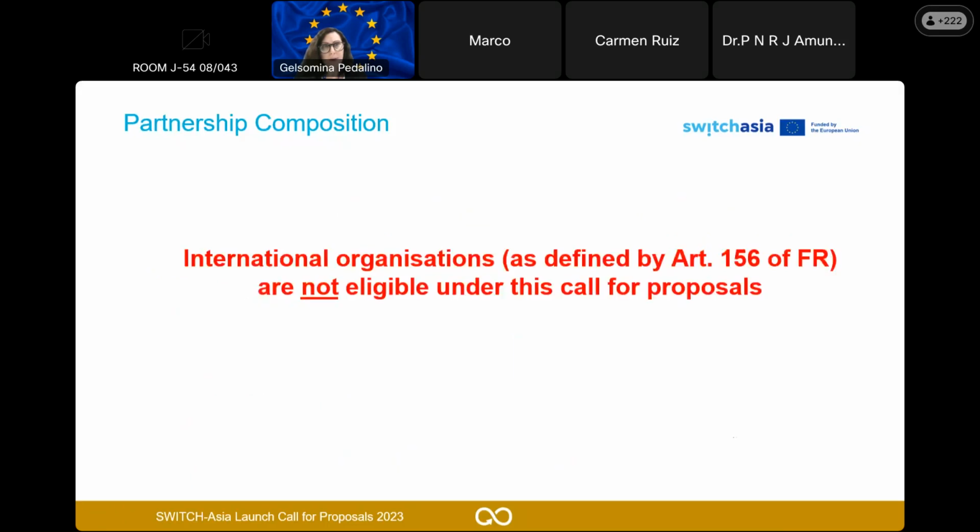Who can participate, of course, who can apply: a legal person, a non-profit organization, a private sector member, a for-profit organization, a public sector body, or an NGO. But unfortunately, international organizations, as established by Article 156 of the Financial Regulation, are not eligible under this call. This means all the international entities established by international government agreement are out from this call this time.